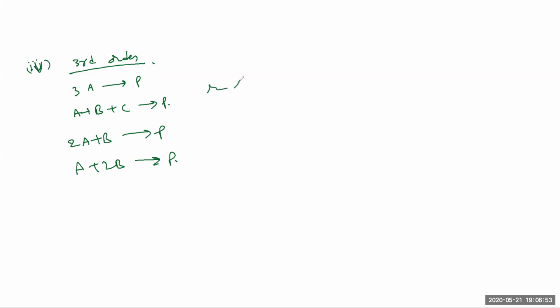All right, the third order now. 3A gives rise to product, or A plus B plus C gives rise to product, or 2A plus B gives rise to product, or A plus 2B gives rise to product. Okay, possibilities are there, but final one only. I'm writing rate is directly proportional to product of molar concentrations of the reactant, that is A cube, or R is equal to K into A power cube. Therefore, K is equal to R divided by A cube, right?